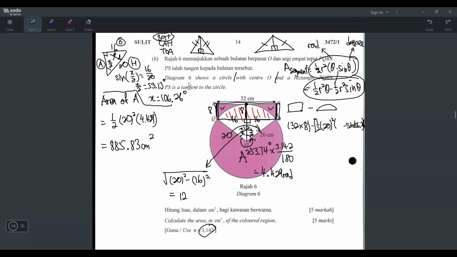And how to convert? You take 106.26 times pi 3.142 divided by 180. So we can press now. I got 1.855. So 855, like this. And then now you can press this. 32 times 8, I will press myself, 256. And then this whole thing I can press on the calculator. I'll press this one first. 1.855 minus sine 106.26. And then equal, and then answer times 20 square divided by 2. My calculator gives me 178.99.